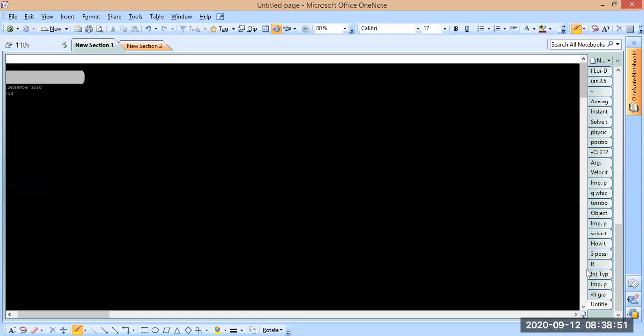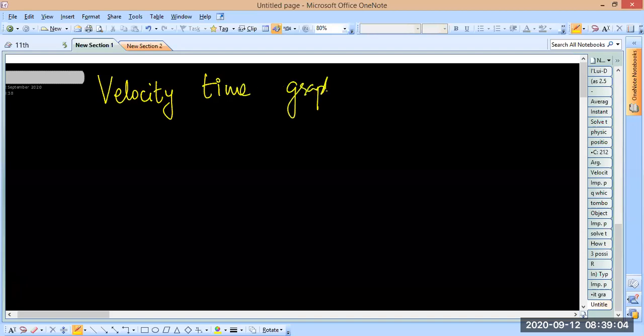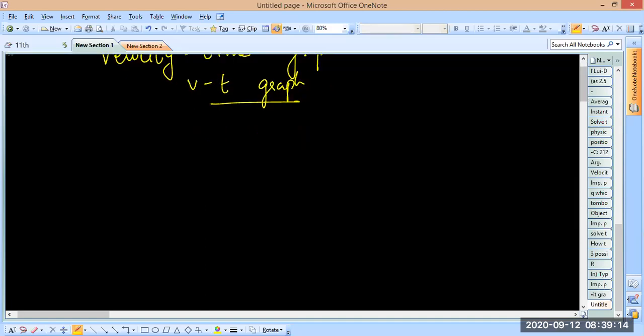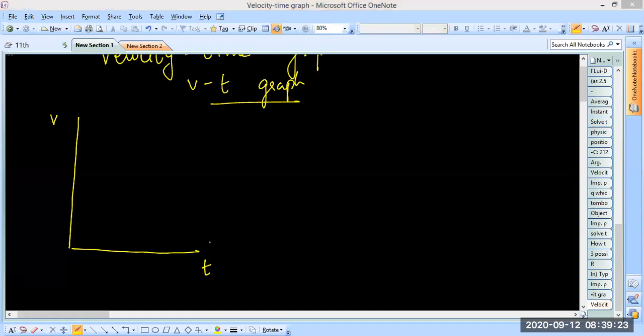Graphs will take a long time. Okay. Now we go to next type of graph, velocity time graph. That is VT graph. All right, VT graph. Okay. So how is it different? On y-axis now, you're going to have velocity v, and on x-axis time.